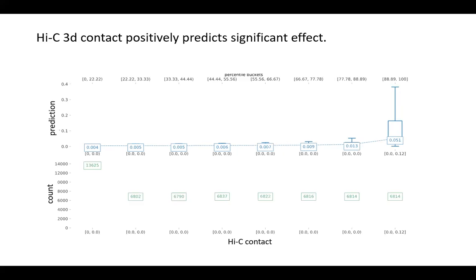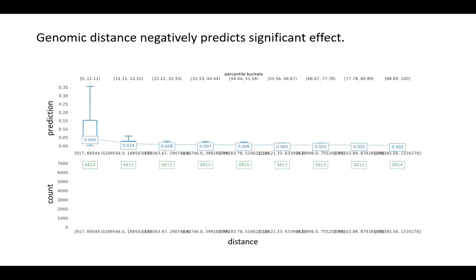Hi-C contact also has a positive relationship. If you have higher 3D contact, then you're more likely to be a functional relationship. Genomic distance is negative. Here, the pattern is opposite. The smallest distance has a higher prediction, right? So that means that distance and prediction have a negative relationship.